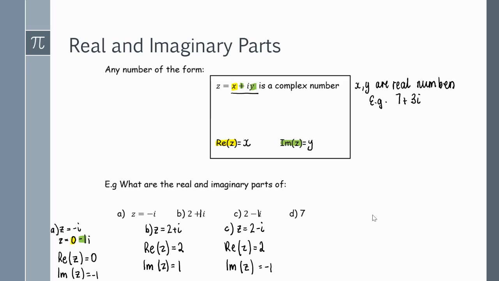For D, I have a problem. It's not really of the form some number plus something times i. So I'm going to rewrite it again in the form that looks like that. 7 can be written as 7 plus, well, no imaginary parts, so plus 0i. This way I can easily identify the real part of z, that's just the 7, and the imaginary part of z is 0. Voila! And we've identified the real and imaginary parts of complex numbers.